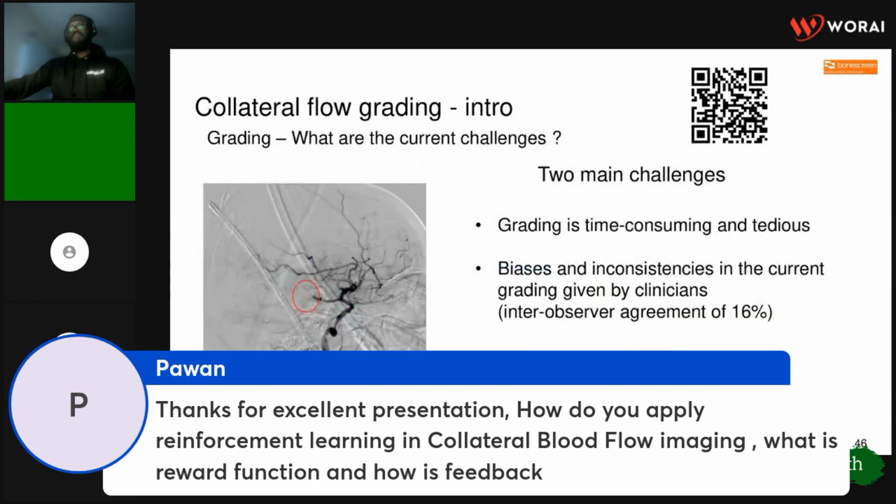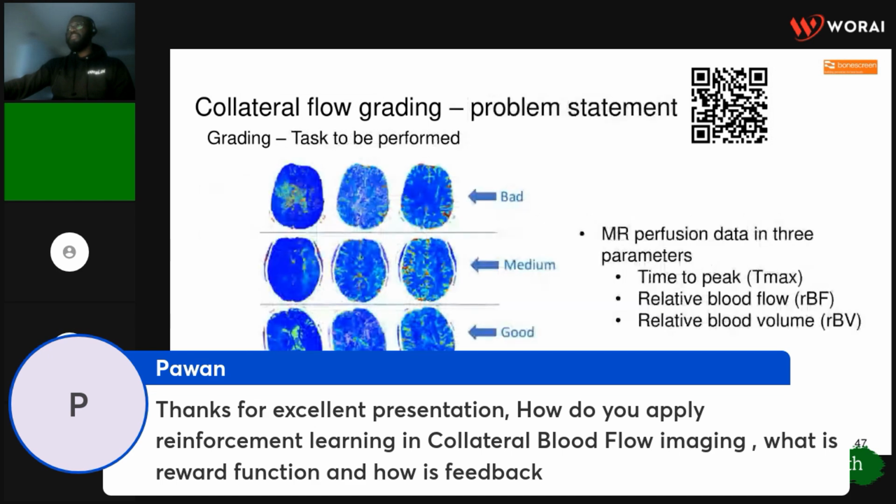You asked a nice question, right? Good. So the question was, how do you apply reinforcement learning in collateral flow, blood flow imaging? What is the reward function and how is feedback given? Okay. So here we are. Let me use the next image.